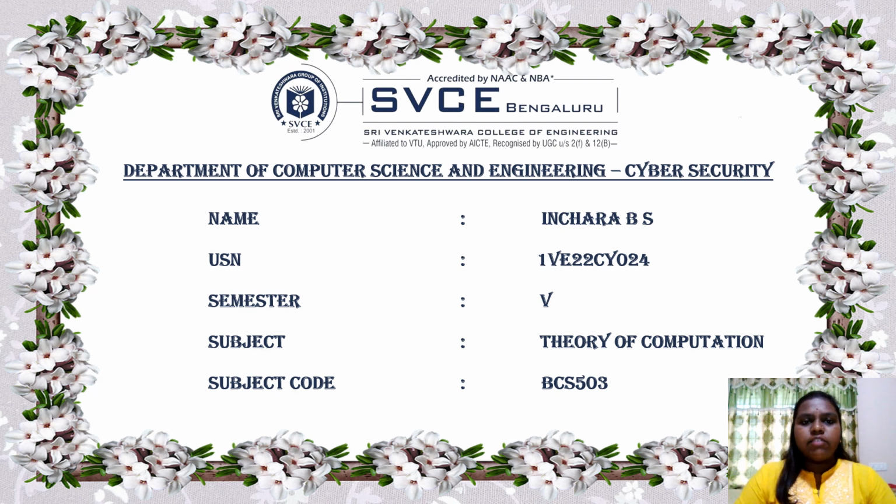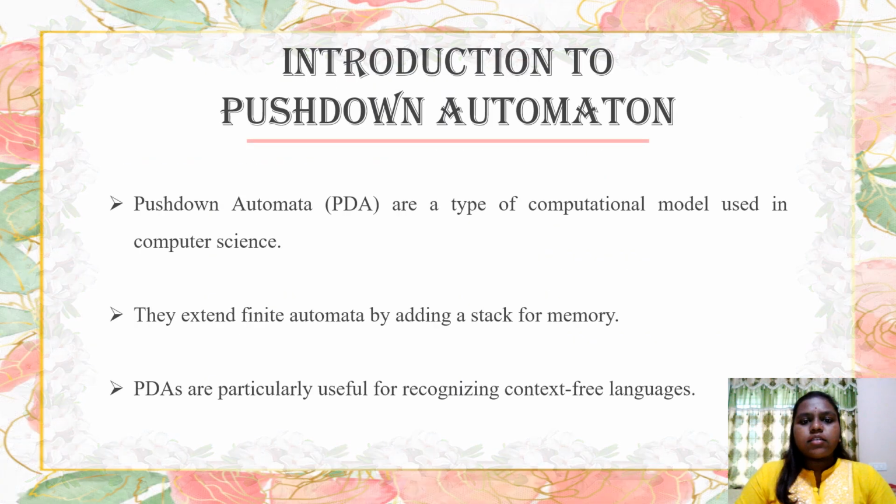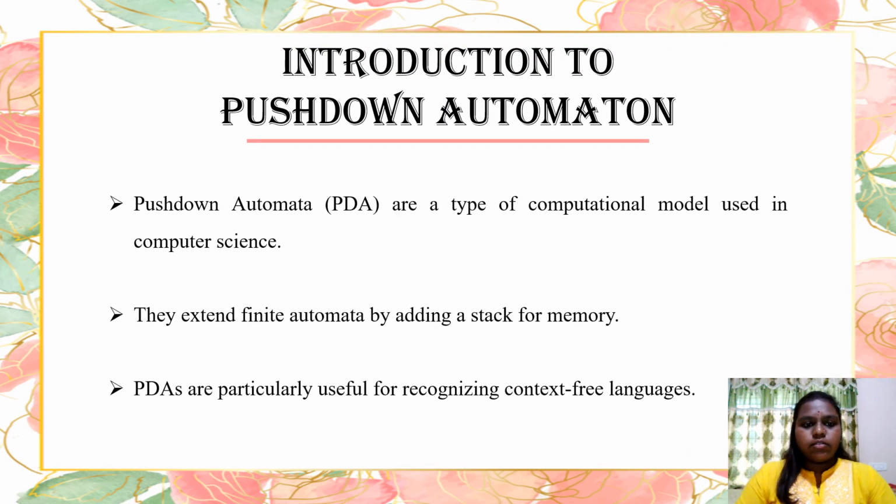Today I am here to give a brief information about pushdown automata. Let us come to the introduction. The abbreviation of PDA is pushdown automata. It is a type of computational model used in computer science. They extend finite automata by adding a stack for memory. PDAs are particularly useful for recognizing context-free languages.